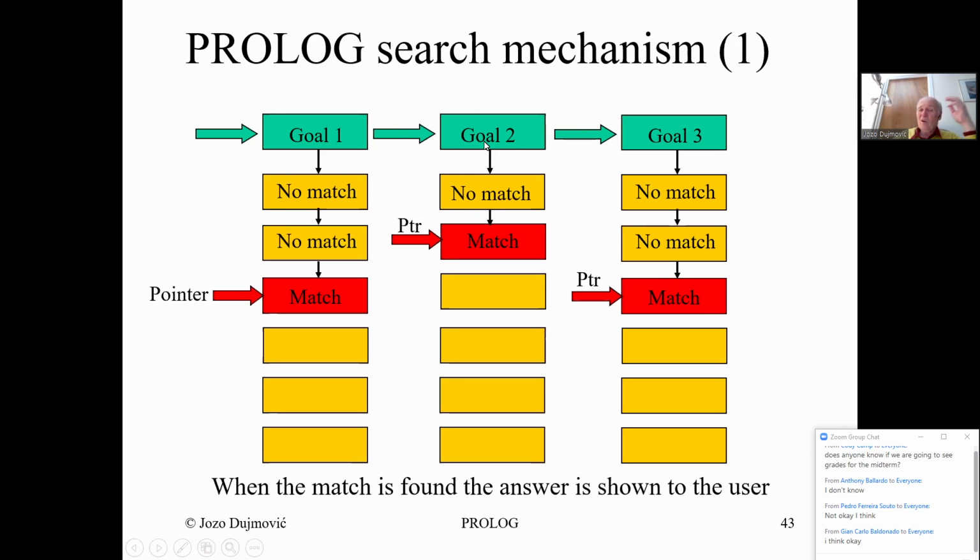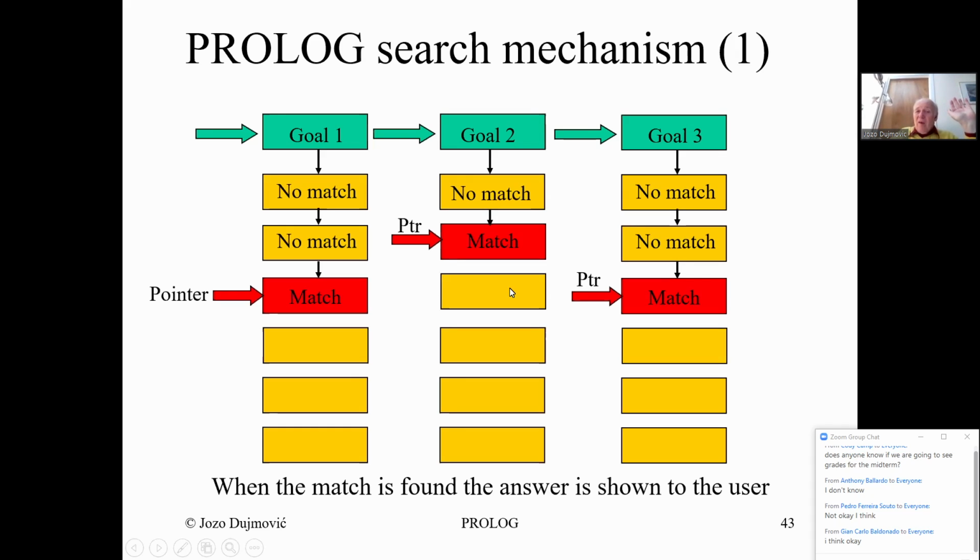The other goal can be that this sister drives Toyota. So you go here, drive, drive, drive, fail, fail, fail, until you find the match for goal number 2. Put a pointer here to goal number 2, and then go to the next goal, goal number 3. Again, go through the database of facts from the top down, no match, no match, and then you find a match, and when you found a match, put a pointer there. Then you have these 3 matches, and you report the result.